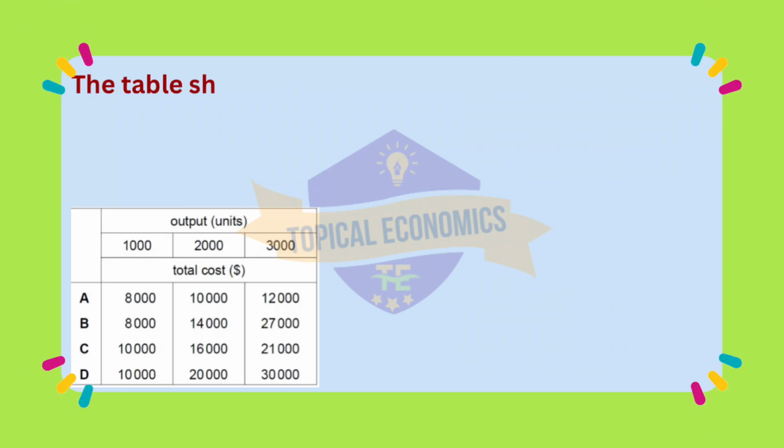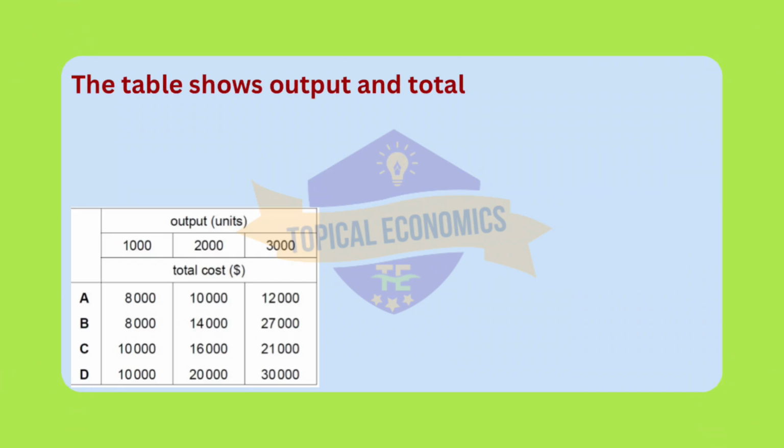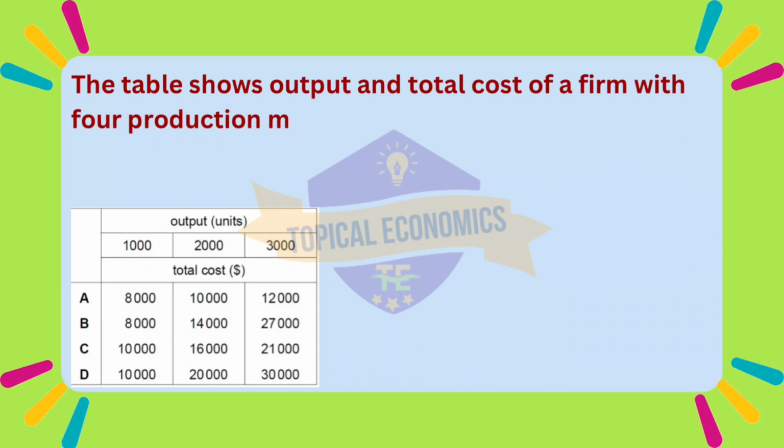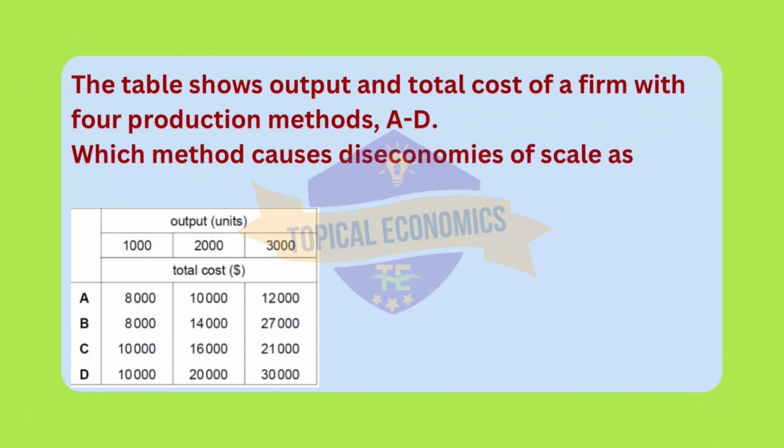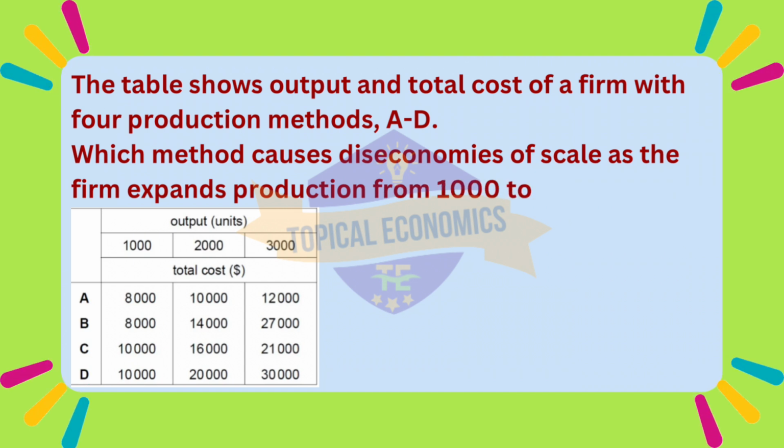Moving to question 4. The table shows output and total cost of a firm with 4 production methods, A to D. Which method causes diseconomies of scale as the firm expands production from 1,000 to 3,000 units? Reference, 2021 October-November version 3.